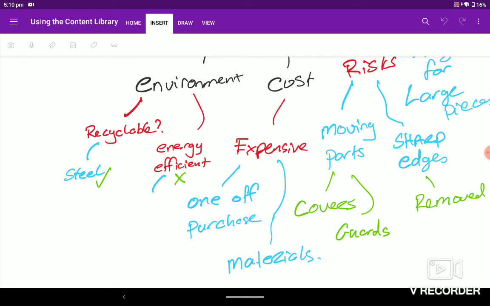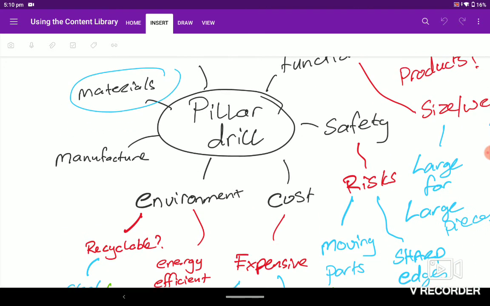Energy efficient, not so much. Things like cars, newer cars will be your hybrids, phones will be energy efficient, laptops, all these things. You can do a bit of research with this. We'll keep going on. Manufacture.